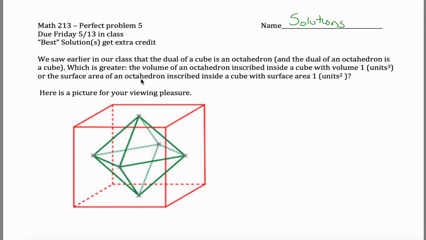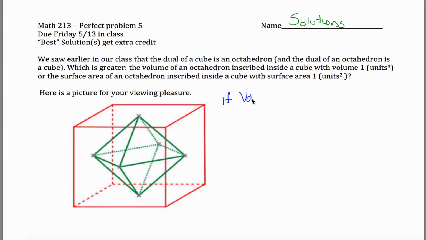All right, here are solutions for perfect problem 5 from Math 213. The basic idea here is you have a cube in red, and then inside of it, it's dual, which is an octahedron. And what you're asked to do is to compute two things: the volume of the octahedron if the volume of the cube is 1, and the surface area of the octahedron if the surface area of the cube is 1. So let's take those one step at a time.